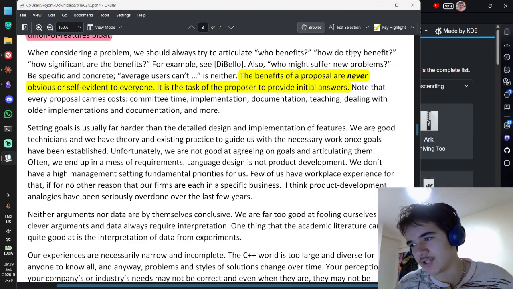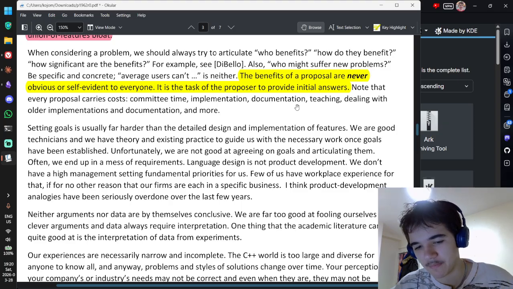I don't have much to say about it. It's just true. But what's interesting is that he asserts responsibility on the person who gives the proposal to explain why it's useful, which is a bit more debatable.